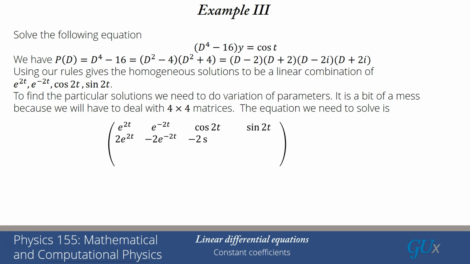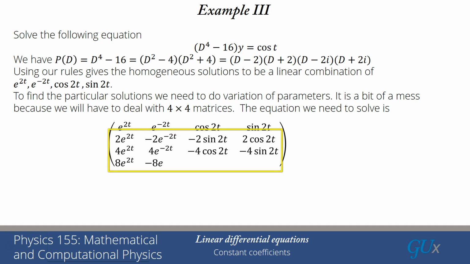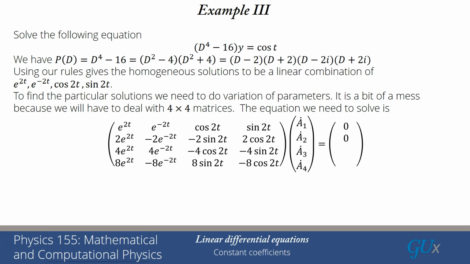And so the first thing we have to do is form this Wronskian matrix. So we take e to the 2t, e to the minus 2t, cosine 2t, sine 2t, and then we take the derivative, and then the second derivative, and then the third derivative, as each of those rows. And those things multiply a1 dot, a2 dot, a3 dot, a4 dot, and they're going to equal 0, 0, 0, cosine t. And the way we're going to solve this equation is by row reduction. It's a little bit of a mess, so we're going to have to go carefully through it.